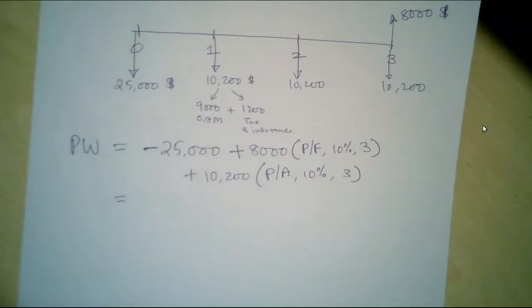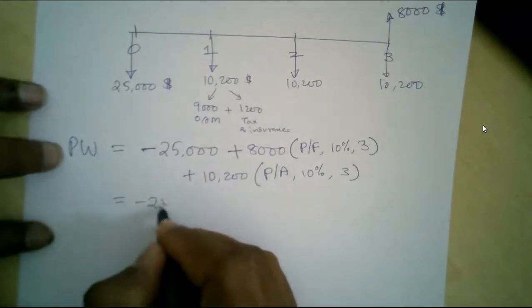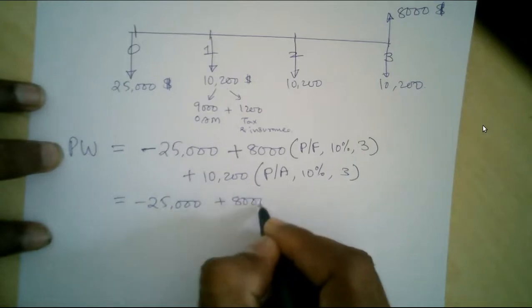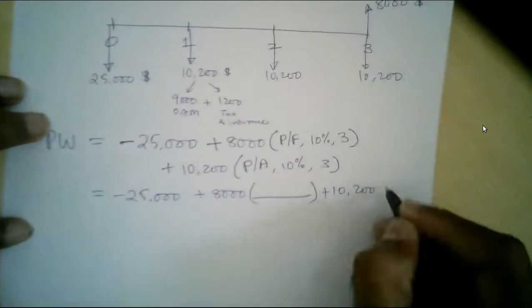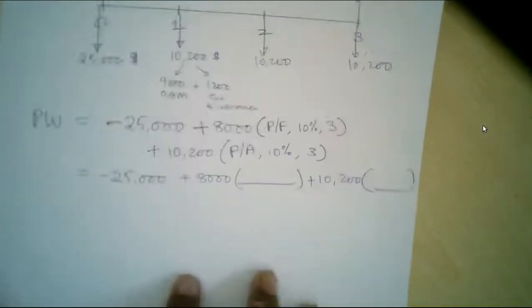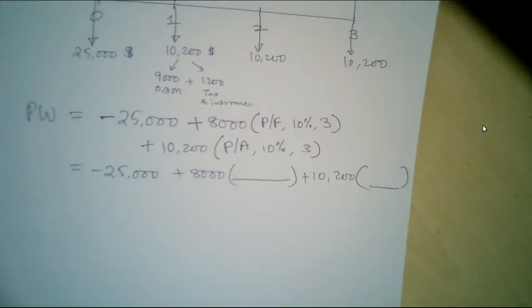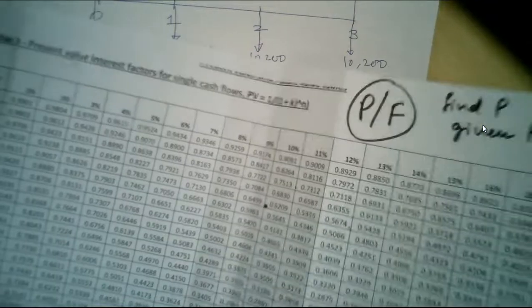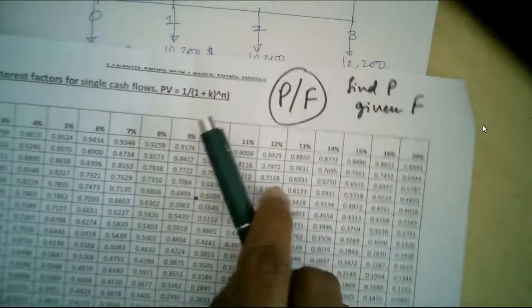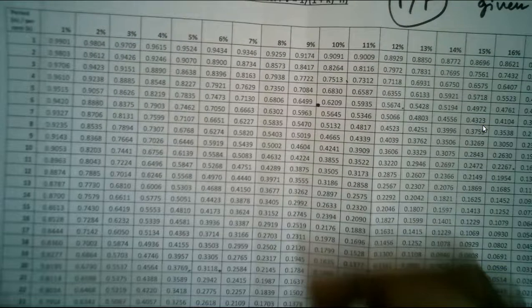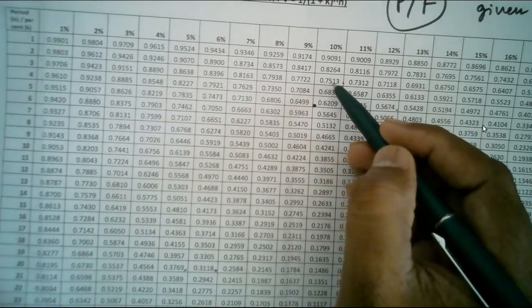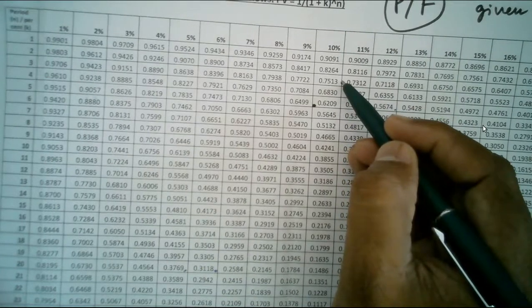So let us do it. That will be minus 25,000 plus 8,000 multiplied by a factor, plus 10,200 again multiplied by a factor. So what is this factor? I need to refer to my tables again. I'm telling you this can be easily done in Excel, but since we are practicing for exam purposes, I'm referring to the P by F sheet, find P given F, at 10% and 3 years. So 10%, 3 years, 0.7513. That is the ratio.